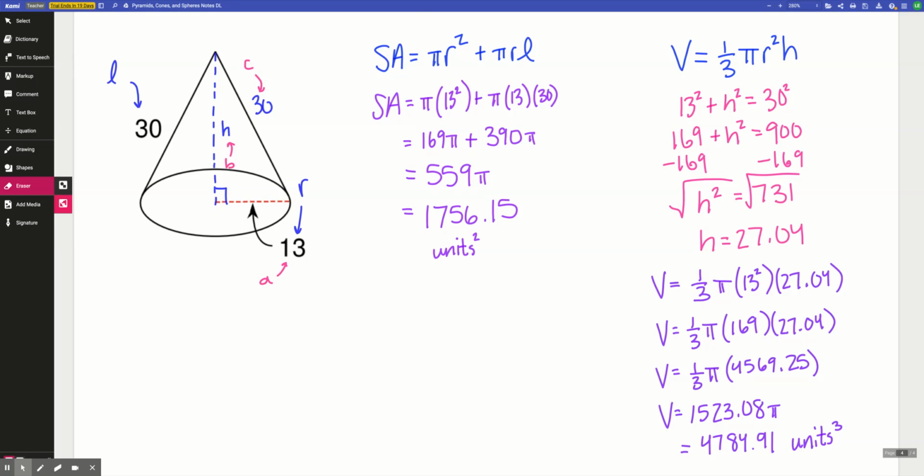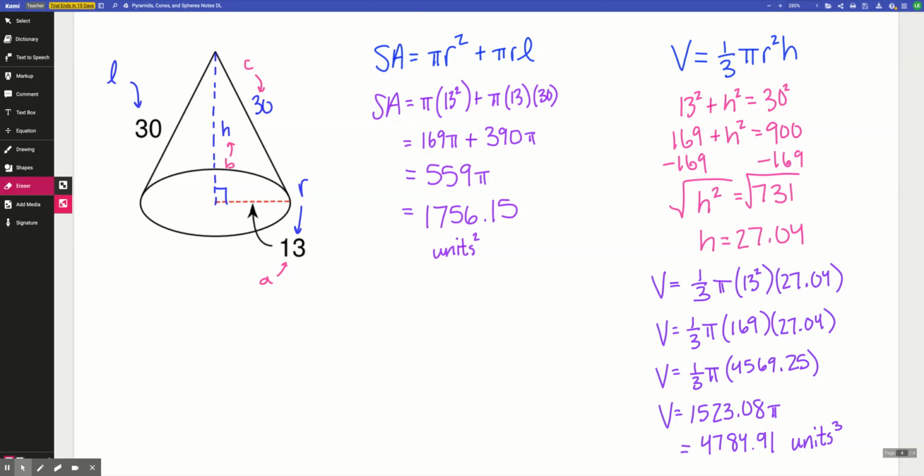After that, just like in all of the problems that I've done up to this point that deal with pi, I'm going to leave pi off and deal with it at the end. So I did next 4,569.25 divided by 3 and got 1,523.08, and I still have my pi on there. So I multiplied that larger number, the 1,523.08, times pi, using the pi symbol in my calculator. So my final answer was 4,784.91, and then my units there, if I had units, would be units cubed because this is a volume, right?